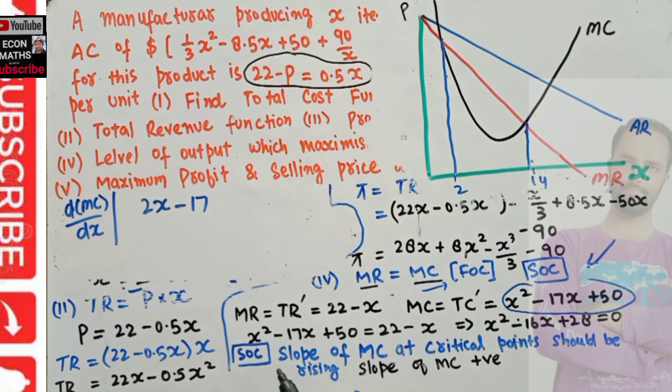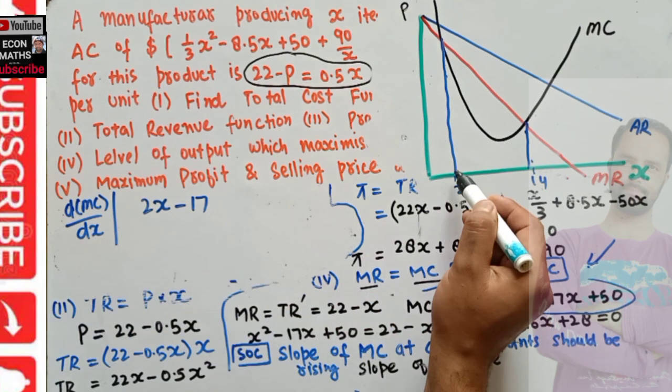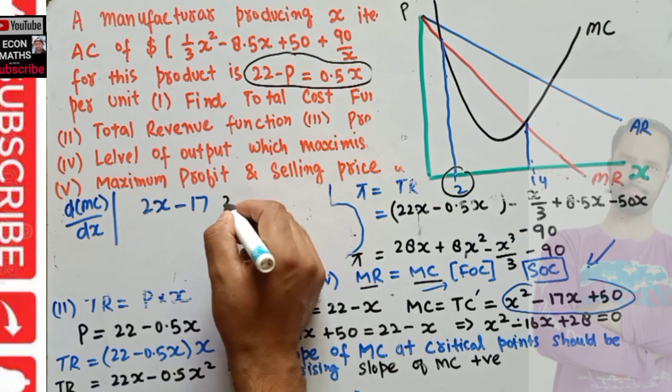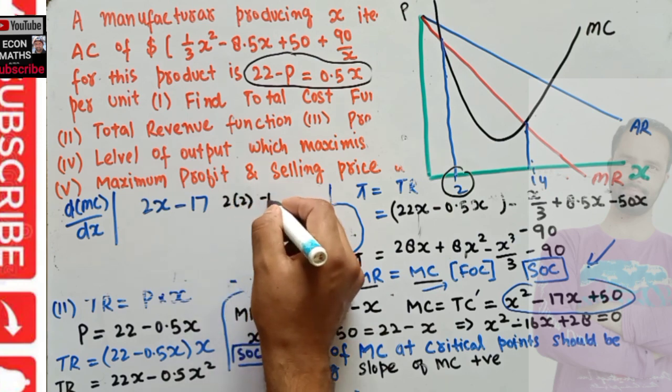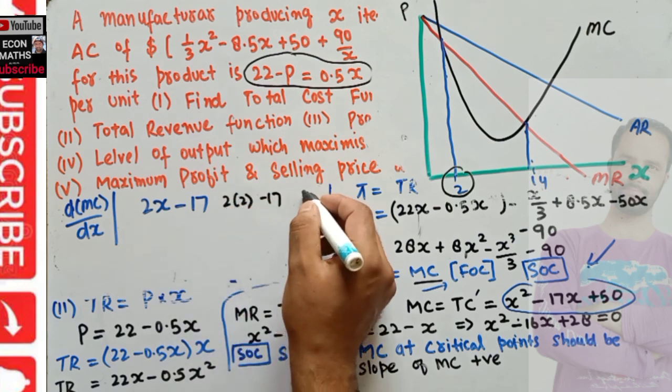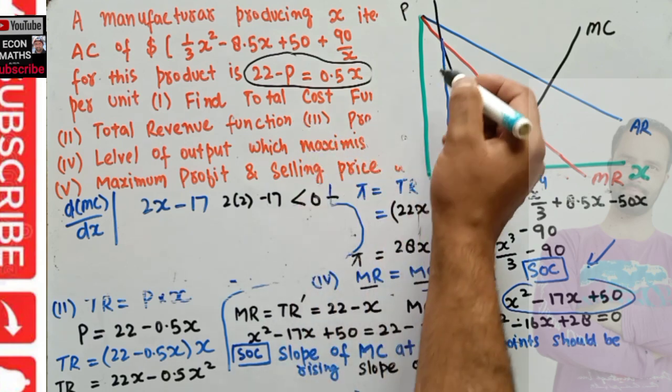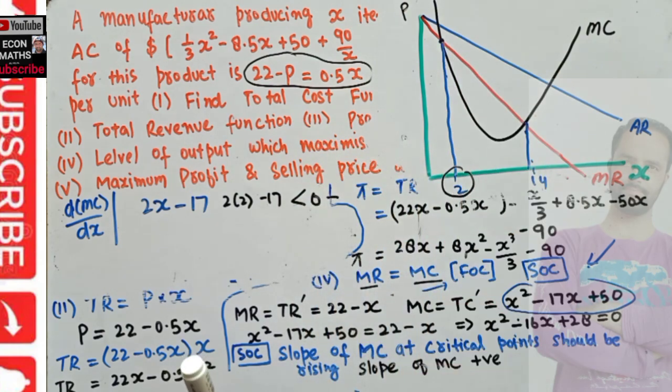We calculated two points. When x is equal to 2, let us see what our slope will be. We have 2 into 2 minus 17, 2 twos are 4 minus 17, which is a negative number, so the slope will be negative here. So this cannot be our equilibrium point or profit maximizing point.